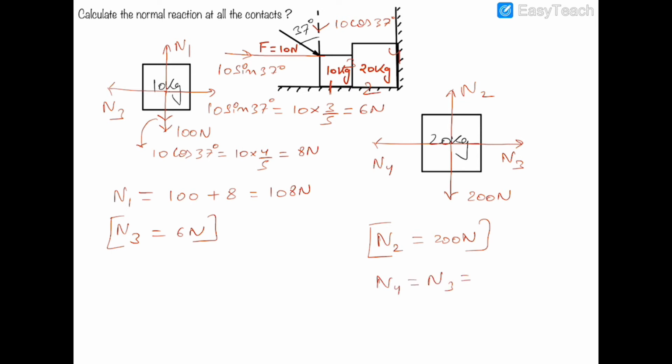Now we have already calculated the value of N3 and it is equal to 6 newtons. So N4 is equal to 6 newtons. So N4 is 6 newtons, N2 is 200 newtons, N1 is 108 newtons, and N3 is 6 newtons. This is it. So let us move forward to the next problem.